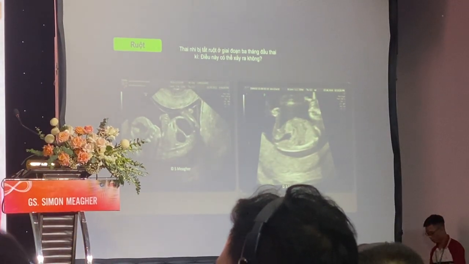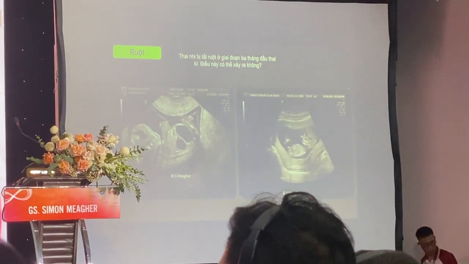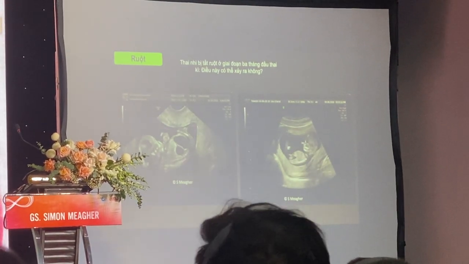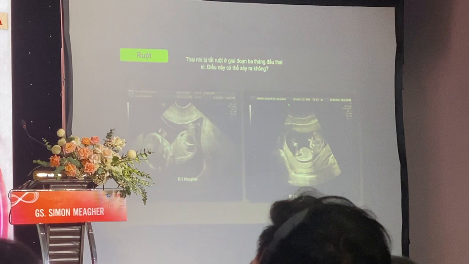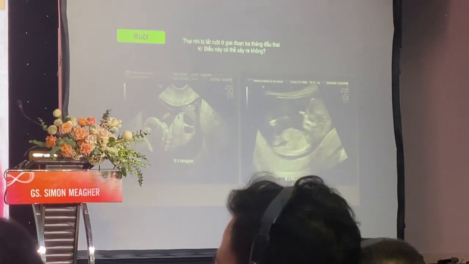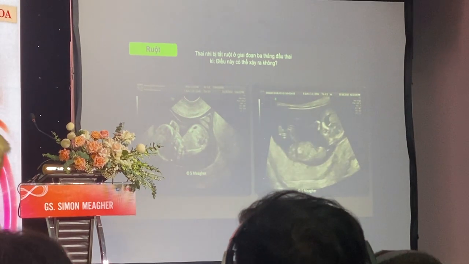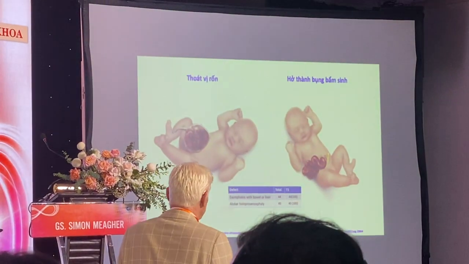But only a small proportion of bowel obstruction will present in the first trimester, approximately one third. Many of these, in fact, don't present in the second trimester, they actually present in the third trimester, or indeed after birth. But there is a proportion you can pick up in the first trimester.